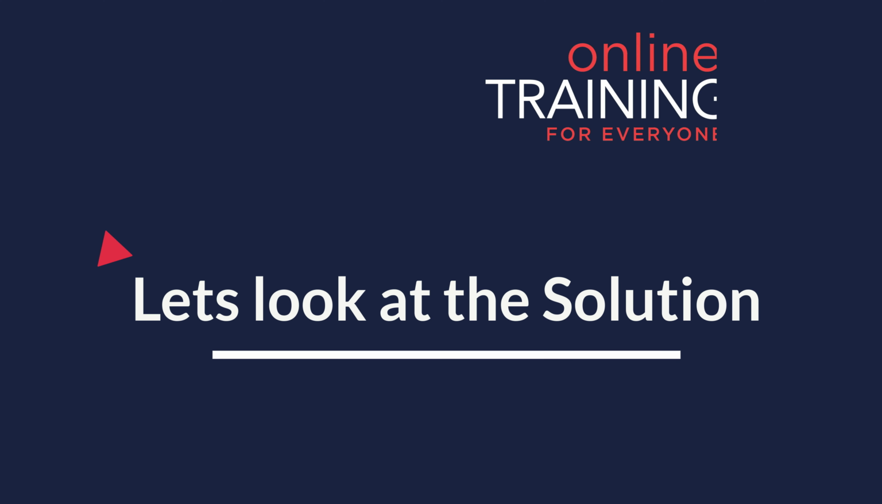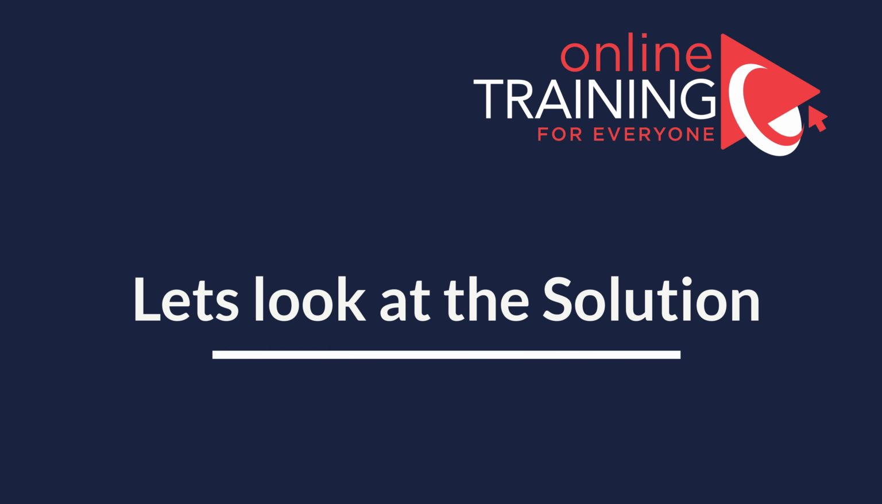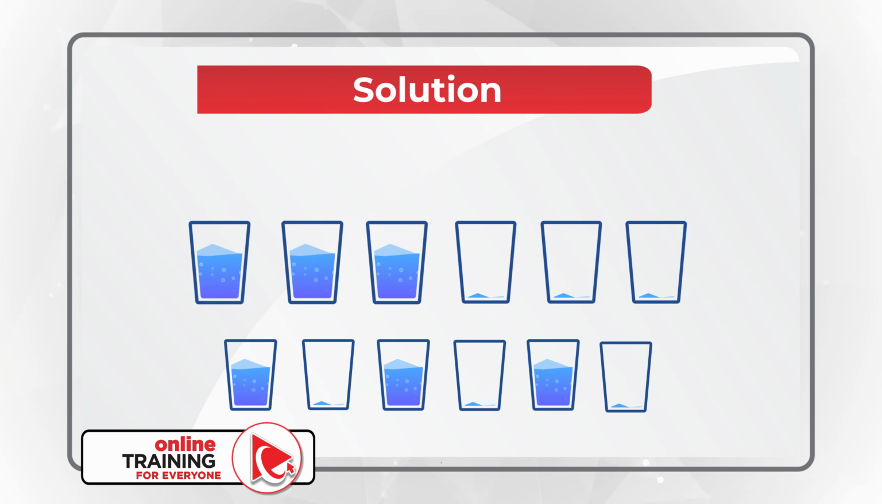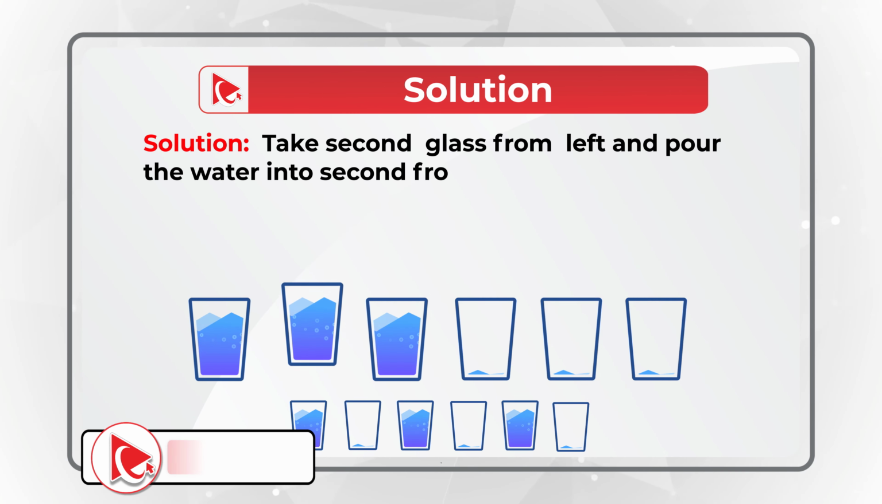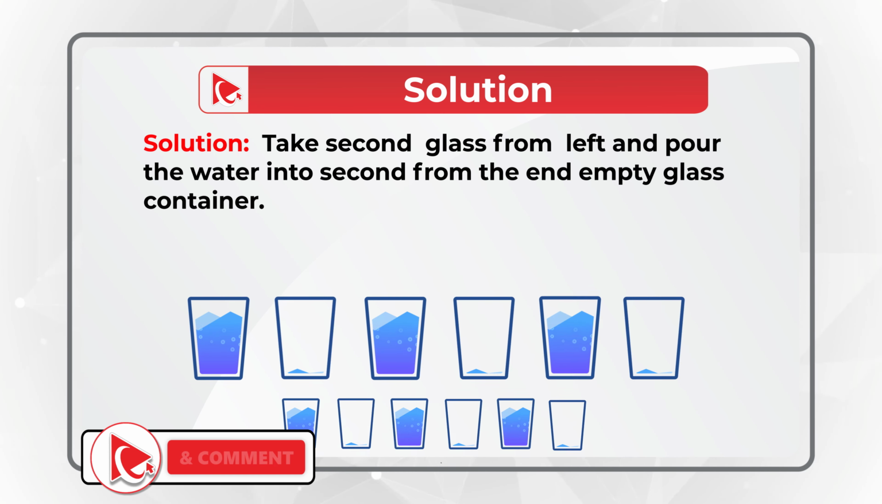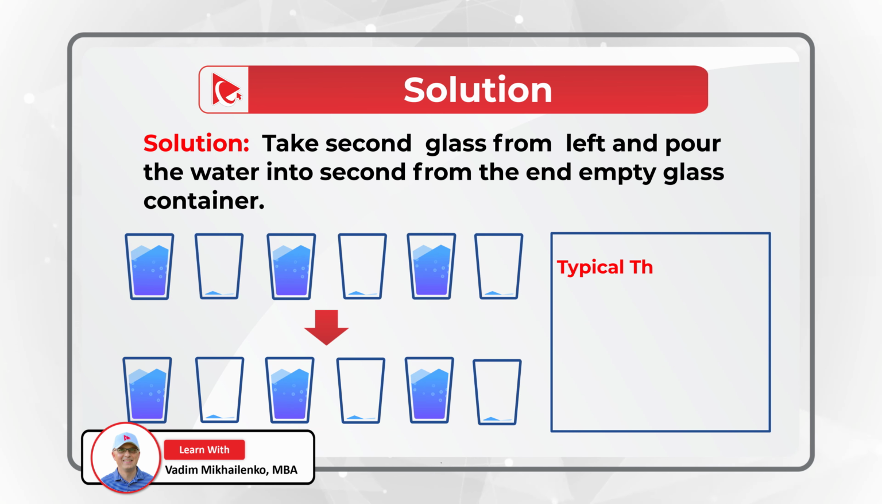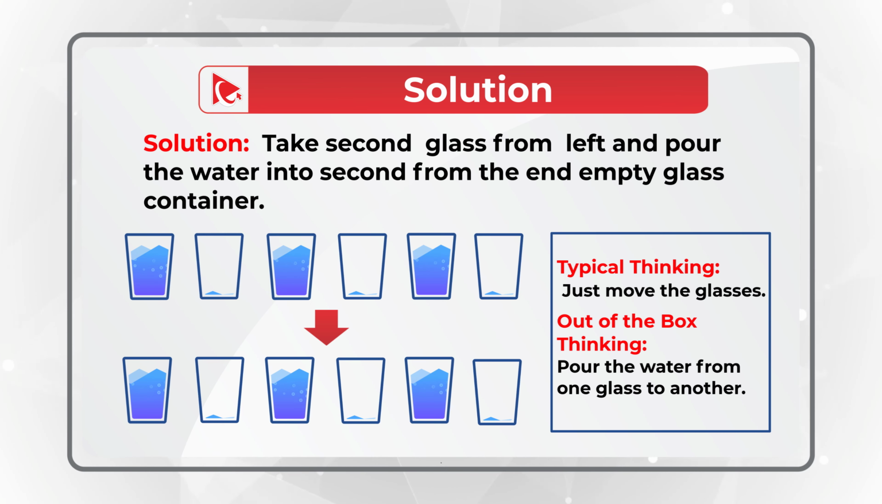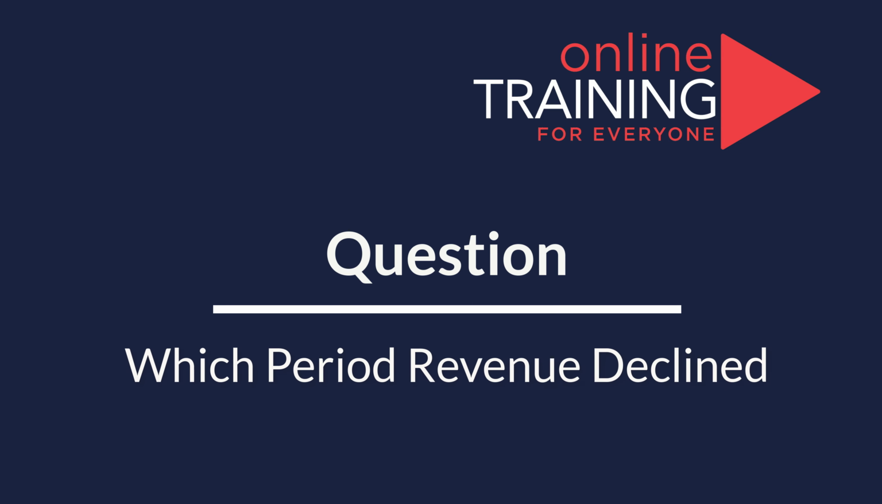I'm pretty sure you figured it out, but just in case, I am moving forward to share the solution with you. As I mentioned, you need to think out of the box, and the solution is to take the second glass from the left and pour the water into the second from the end empty glass container. Typical thinking to solve this problem is just to move the glasses, but out-of-the-box thinking is pour the water from one glass to another.